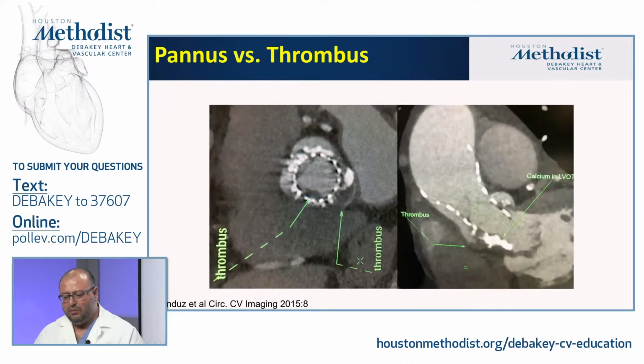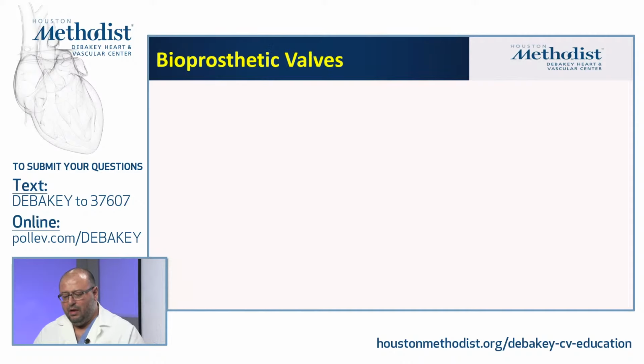One of the main assessments that we are sometimes asked to make is whether this is a pannus or thrombus. Sometimes it's very difficult to make such a distinction, but sometimes we are able to make it if we look at the location, but also the Hounsfield unit. If it's less than 90, it's usually a thrombus, and pannus is usually more than 145. Obviously, sometimes you can have a combination of both.